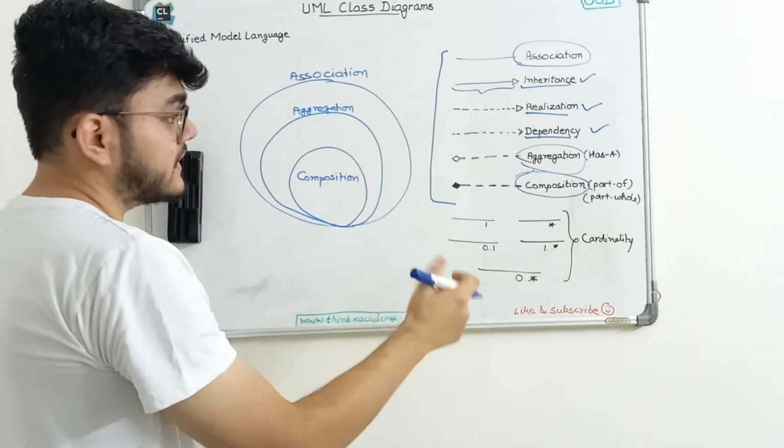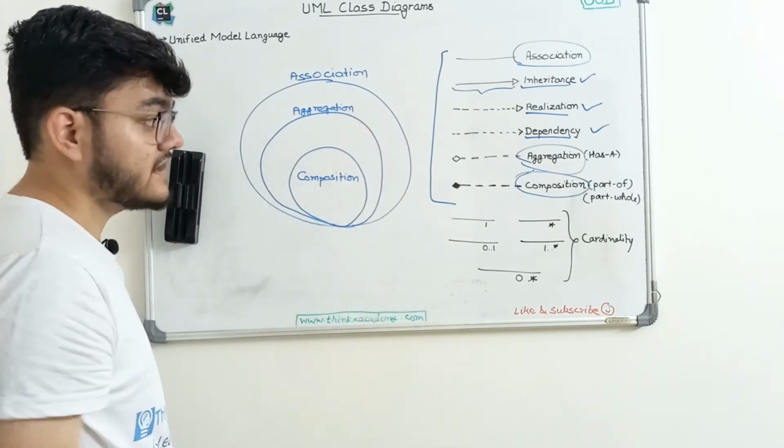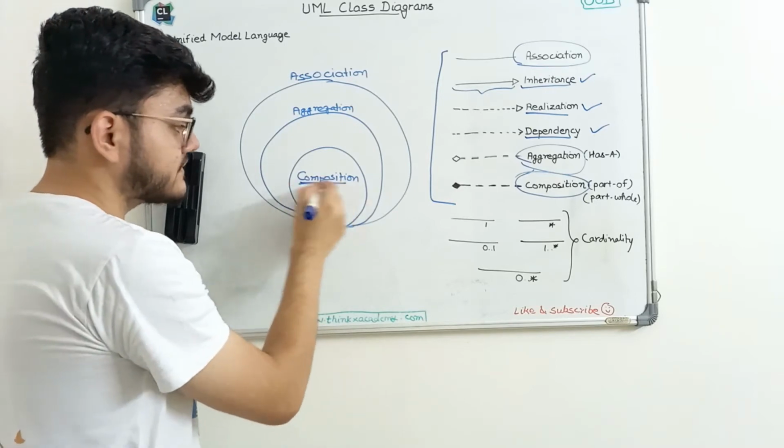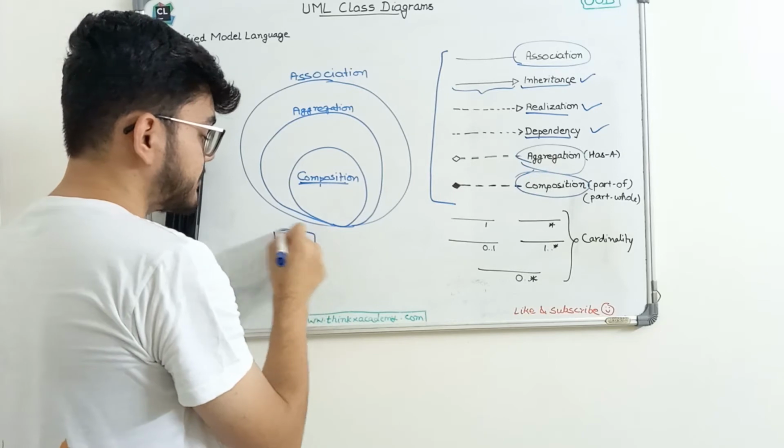Okay, so now let's start with some examples of these three so that we can understand clearly what exactly they are, right? Let's start with composition first. I can think of a very simple example of composition, which is the car engine problem, right?